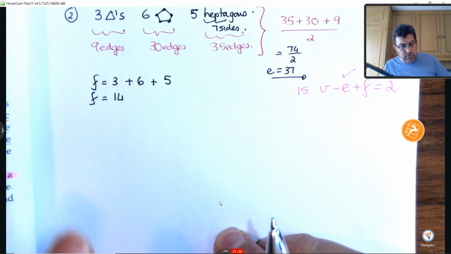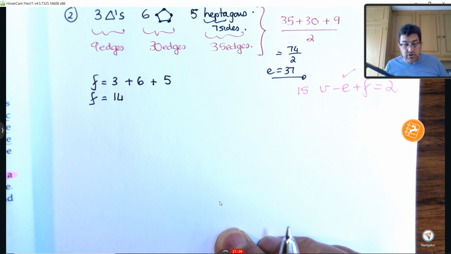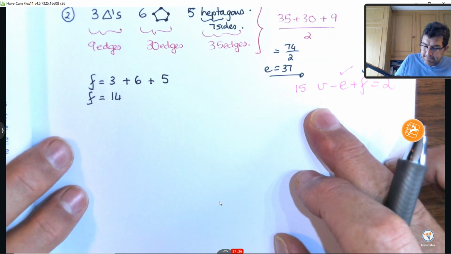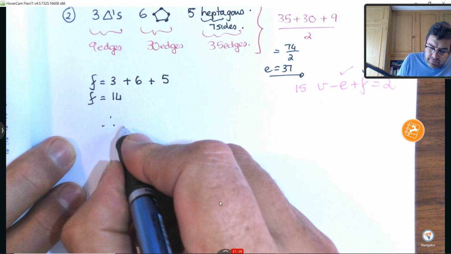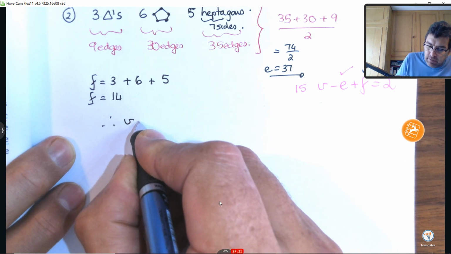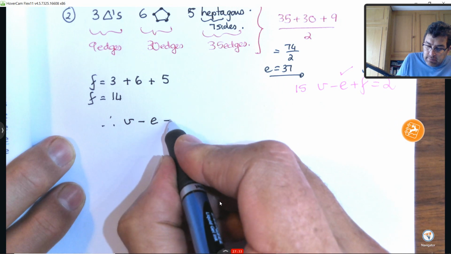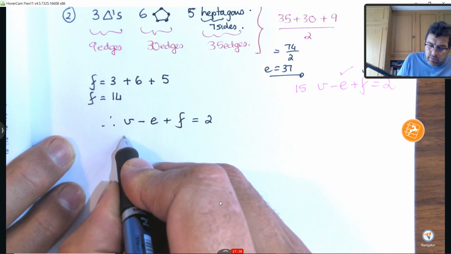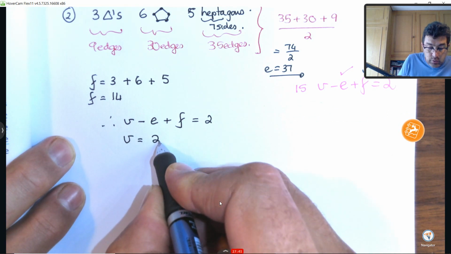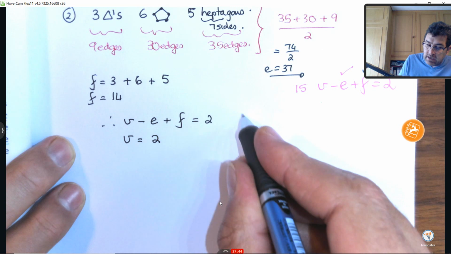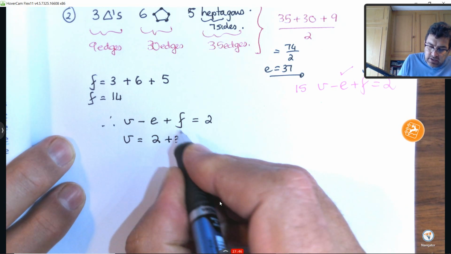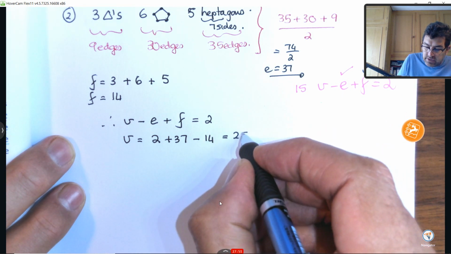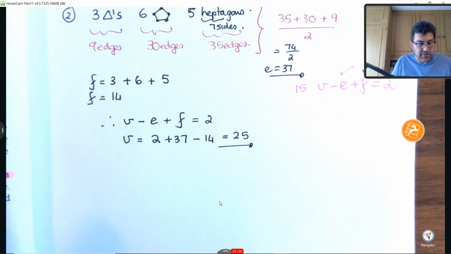Okay, so there's 14 faces. Now we've got to check our number of vertices. Okay, so our number of vertices is minus the number of edges plus the number of regions or faces, in this case is 2. Therefore, the number of vertices will be 2. The number of edges goes over, so I add 37 and I subtract the 14 from that. I get the number of vertices to be 25.